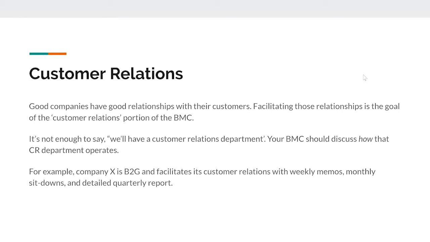But if you're B2C, business to consumer, then your customer relations might look a little more like having a call center that's staffed well and is staffed by human beings. Or maybe if you're a business to business, it's a team of biz devs, BDs, that do essentially the same role, but maybe have more specialized knowledge.